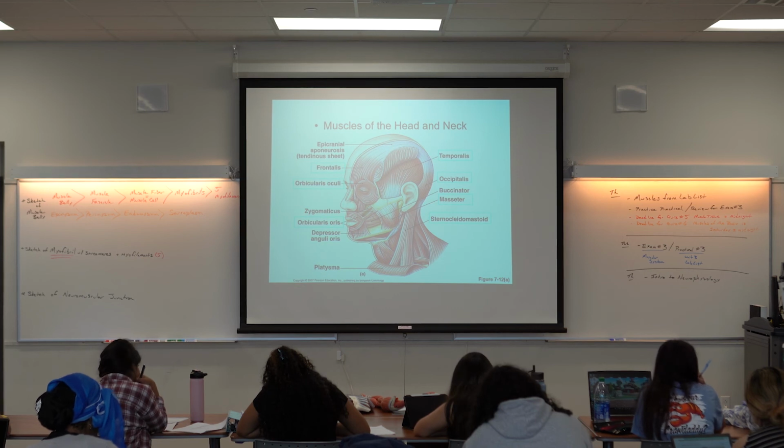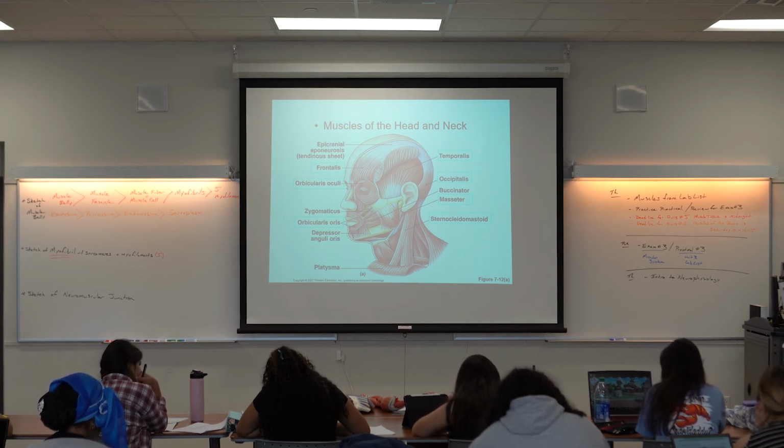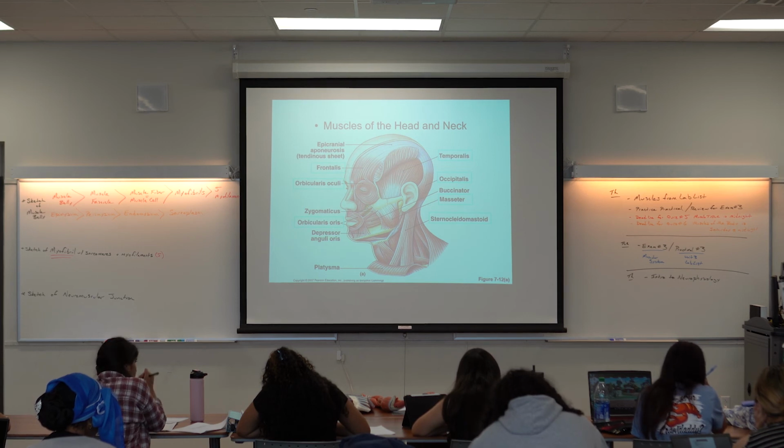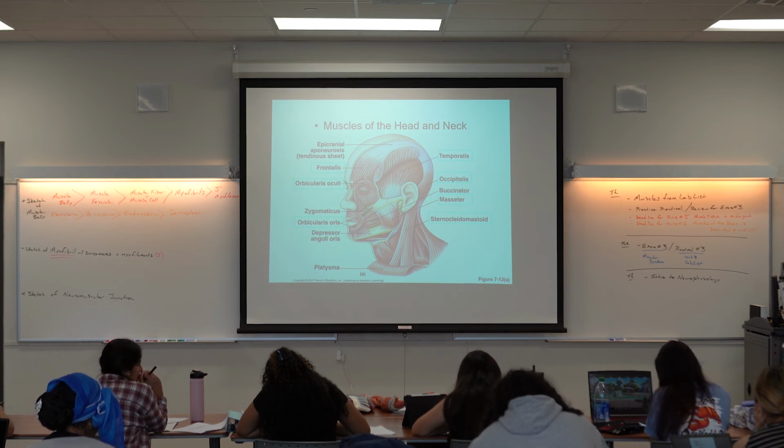Abduction of the arm is away, and then adduction of the arm is towards the midline. If you just abduct your arm and hold it out to the side like this, you're using all of the fibers of the deltoid muscle. So abducting the arm, that's deltoid muscle, all fibers.